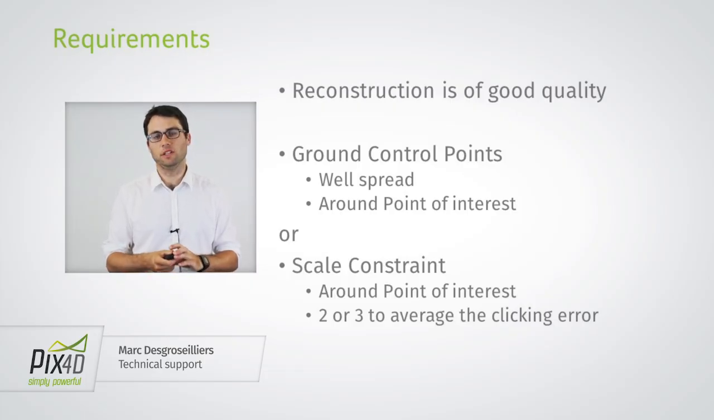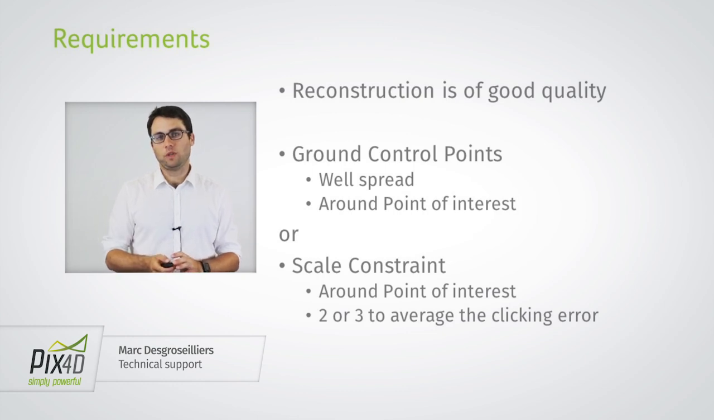Same thing with scale constraints. You want them to be around the zone that you'll be measuring. And it's also a good idea to have 2 or 3 scale constraints if you can, because this will reduce clicking error, for example.